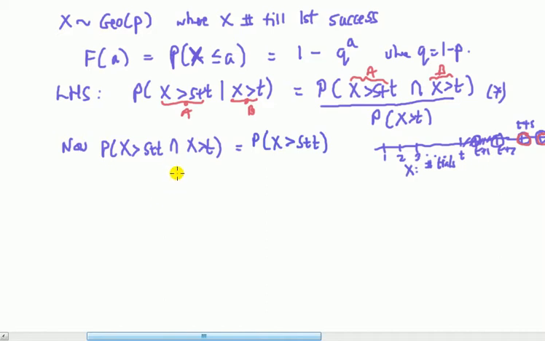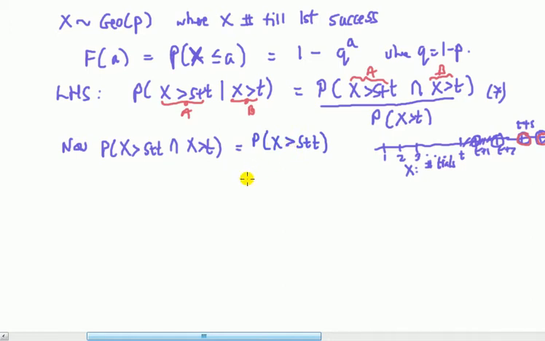So I feel I'm making it harder than it is. Let's just say t is 2, s is 3. So x is bigger than 5 and x is bigger than 2. Well, if x is bigger than 5 and it's bigger than 2, it's got to be bigger than 5. So that's all I'm saying. Alright.